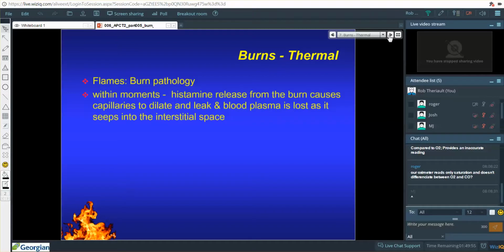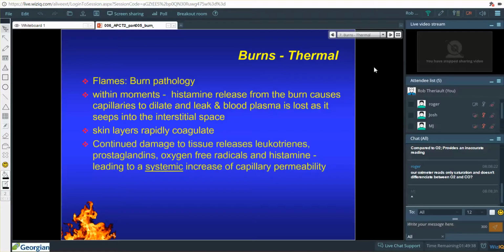In terms of pathophysiology, within moments of a burn or heat exposure, there's a histamine release that causes capillaries to dilate and leak plasma, which is lost and seeps into the interstitial space. Skin layers rapidly coagulate. When I think of coagulation, I always think about frying up an egg and how the egg is like a gel and then becomes like a hardened protein. There's continued damage as the tissues release other mediators of inflammation like leukotrienes, prostaglandins, and oxygen-free radicals that damage the cells. And histamine can lead to systemic increase in vasodilation and capillary permeability.